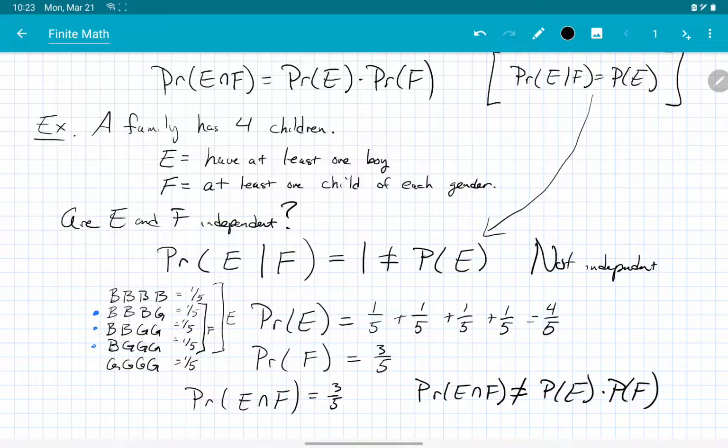Okay? So you might be given questions where you're asked, are these two things independent? And you have to do these calculations and figure out whether this is true. Okay.